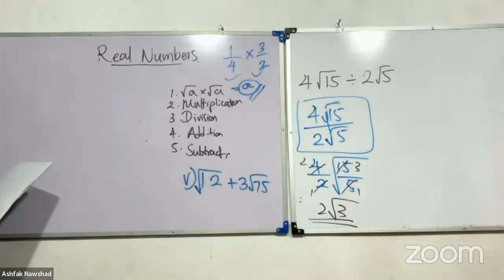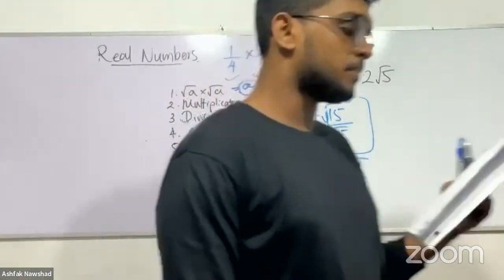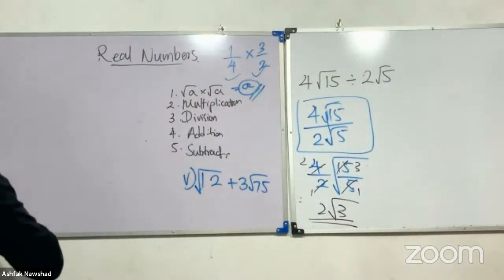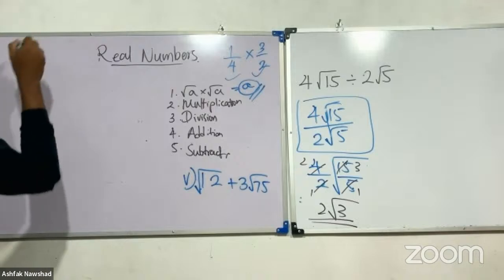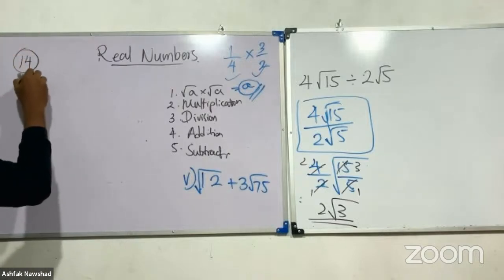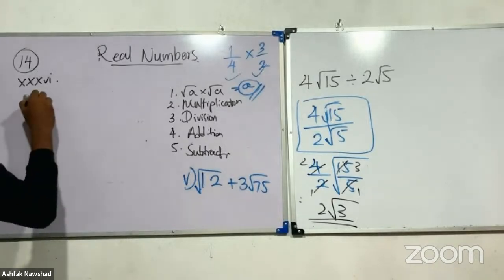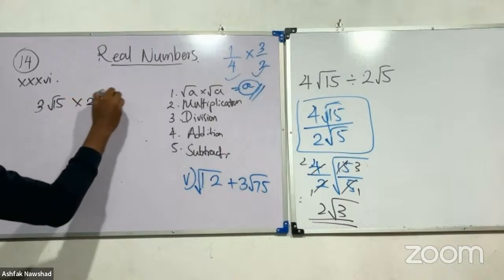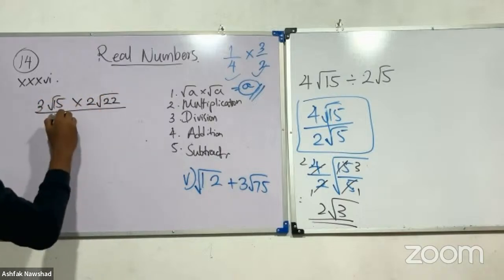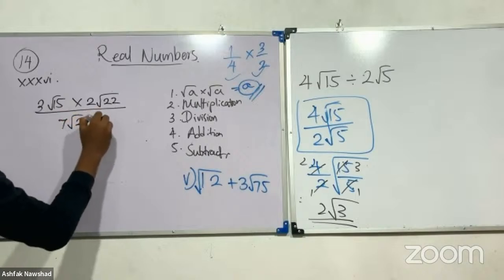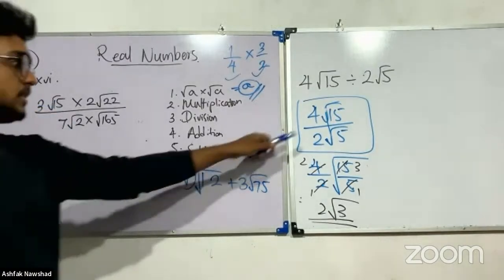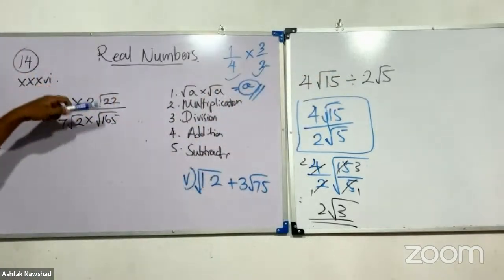Okay. So as an example, I'm going to do the 36th question in the table. It is on page number 14. The 36th question. That is 3 root 15 times 2 root 22 divided by 7 root 2 times 165. So like I said, they do not give you only 2. They give you a lot, right?